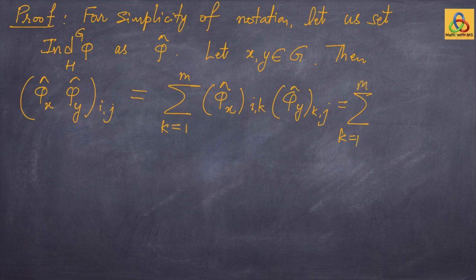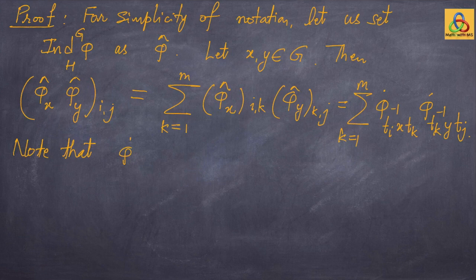So this is just the same as the summation k from 1 to m. And what is phi cap at x at ij? This by definition is the same as phi dot of Ti inverse x Tk, and phi dot of Tk inverse y Tj. Now recall the definition of this phi dot of this representation. By definition, phi dot at a group element is phi of that group element if the element is in the subgroup, and 0 otherwise. So for this product to survive, both the entries should be non-zero. Let us analyze what those entries are.